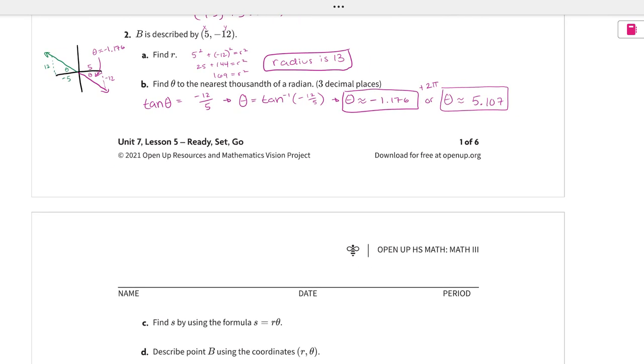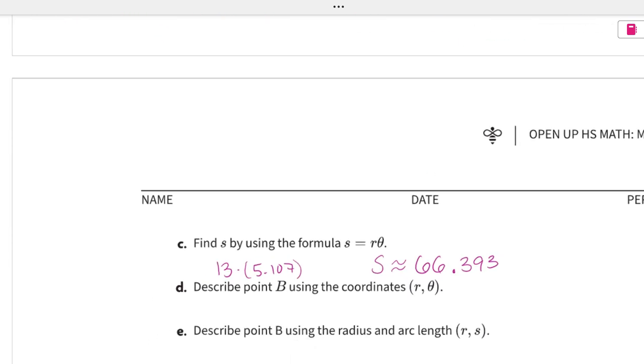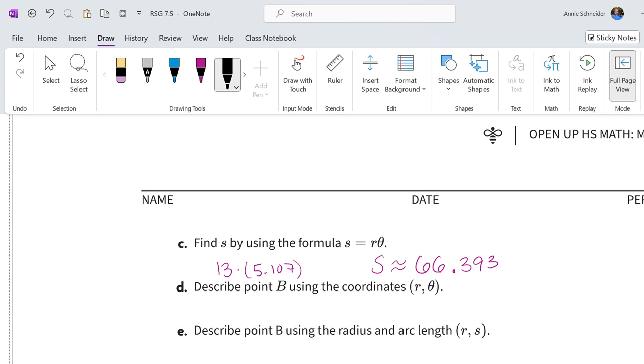Okay, so now find the arc length. This is where I'm going to use the positive angle, and I'm going to do 13 times 5.107. S is, because we're going to assume this is going, well, actually, we don't need to assume it's going either direction, but if I use this, I get 66.393.